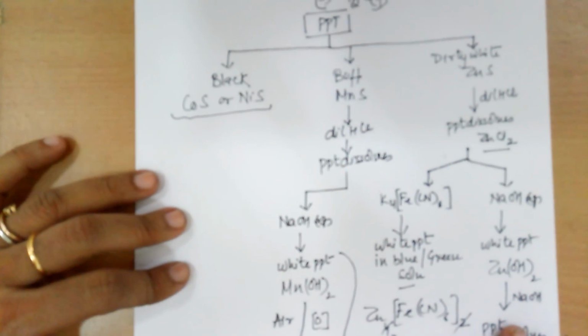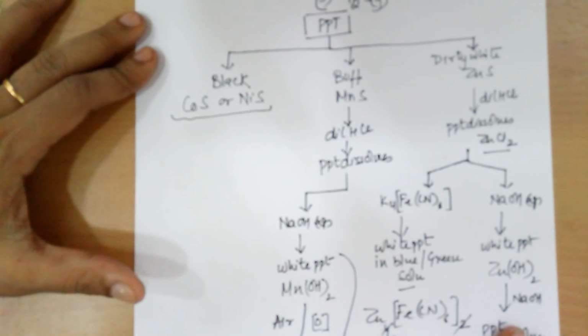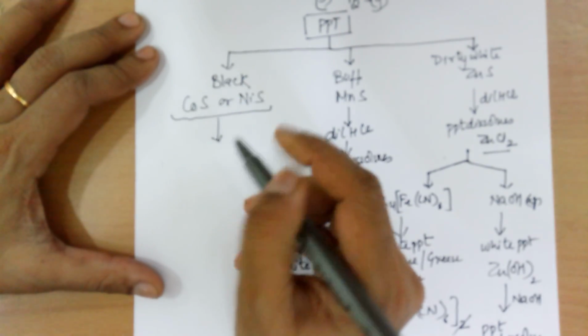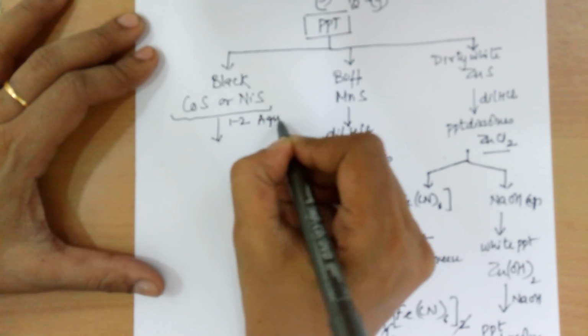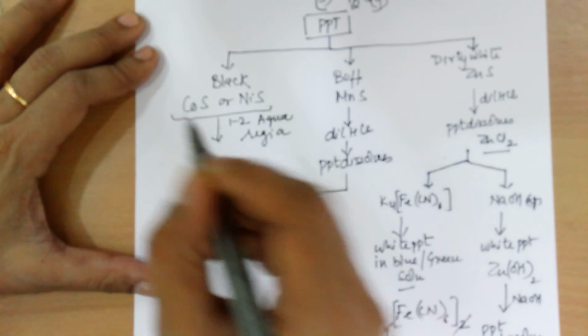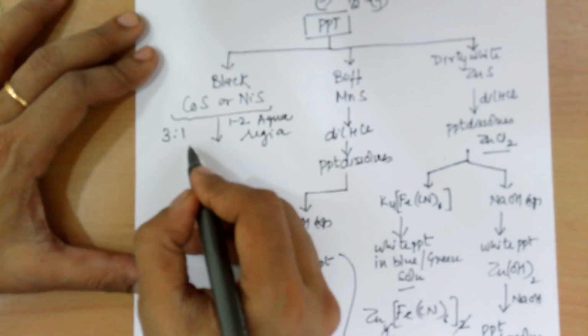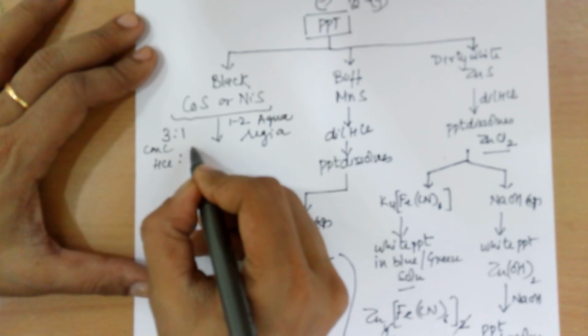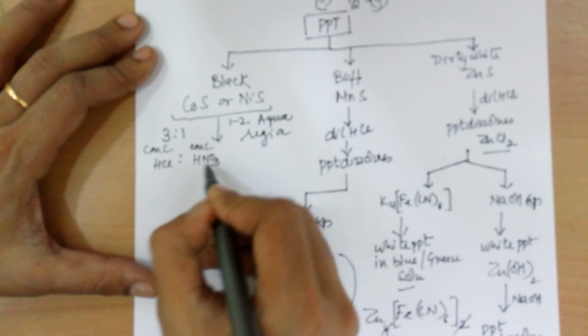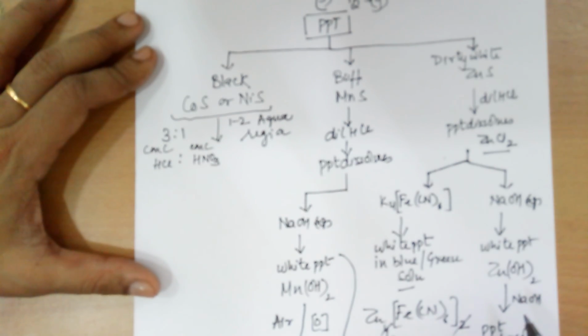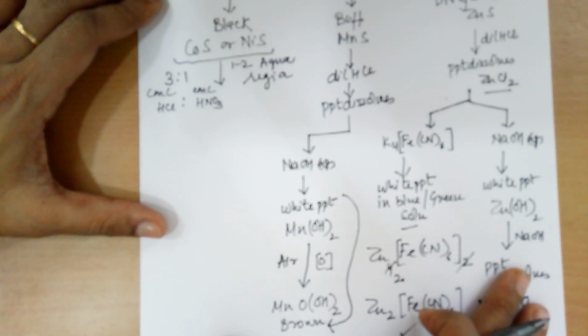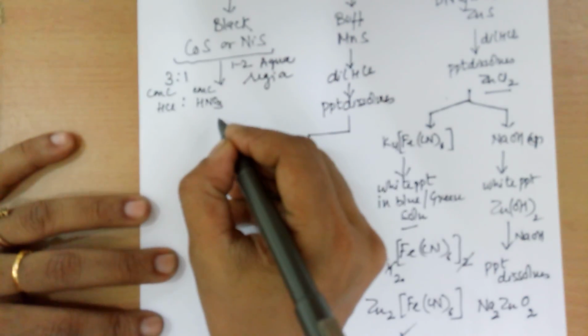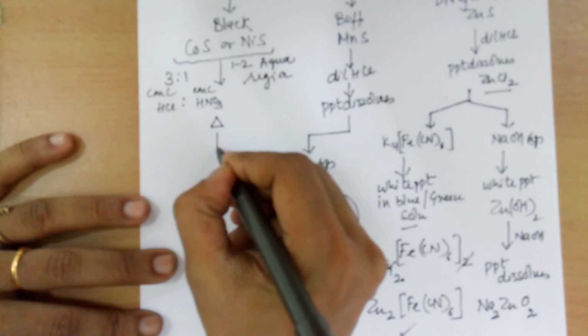So on leaving, you will find that the white PPT is changing to brown colored PPT. In case you get a black PPT in the initial stages, you need to add aqua regia to it, 1 to 2 ml. What is aqua regia? It is 3:1 ratio of concentrated HCl to concentrated nitric acid. You can make it yourself in a test tube. Take around 1 ml of concentrated nitric acid and add 3 times concentrated HCl.